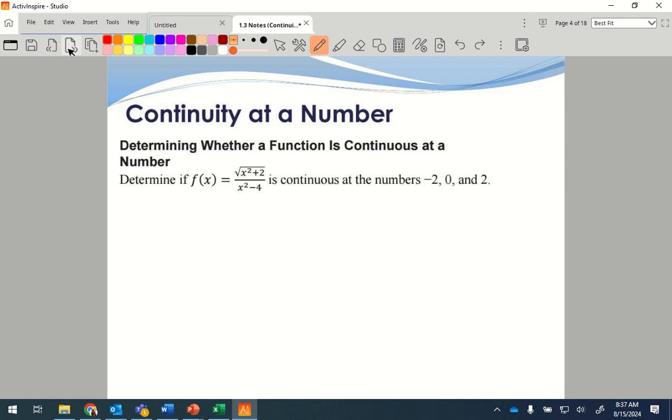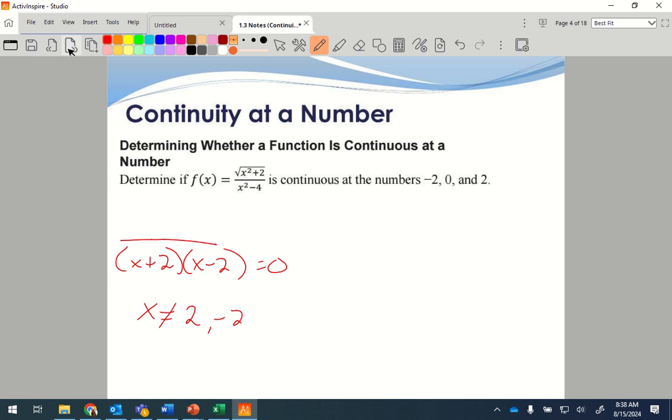All right, determine whether a function is continuous at a number. Determine, is it continuous at numbers -2, 0, and 2? Start with restrictions. Looking at the function, this one has both the restrictions that we're talking about. So on the bottom, I would have x plus 2, x minus 2. Because of those restrictions, I'd say that x cannot be equal to 2 or negative 2.